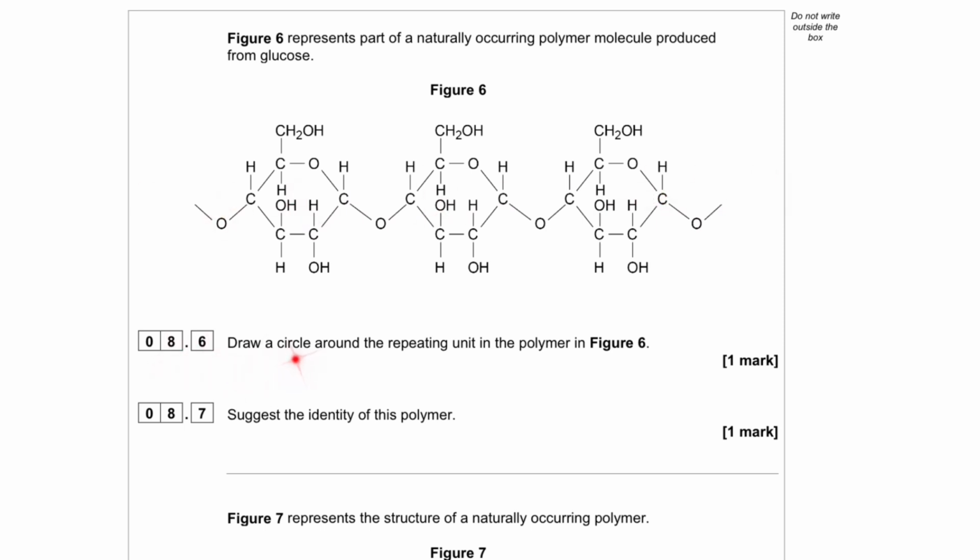Question 8.6. Draw a circle around the repeating unit of the polymer in figure 6. You can see this side here is consistent. So that's a repeating unit. The repeating unit will be that and that. Question 8.7. Suggest the identity of this polymer. This polymer will be what we call starch. Starch is many glucose. So that's a glucose, and many joined together is what we call starch.